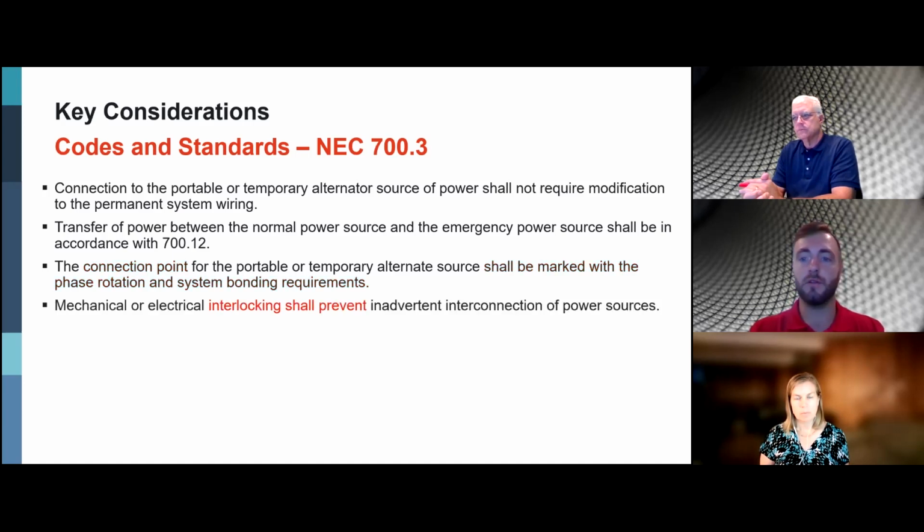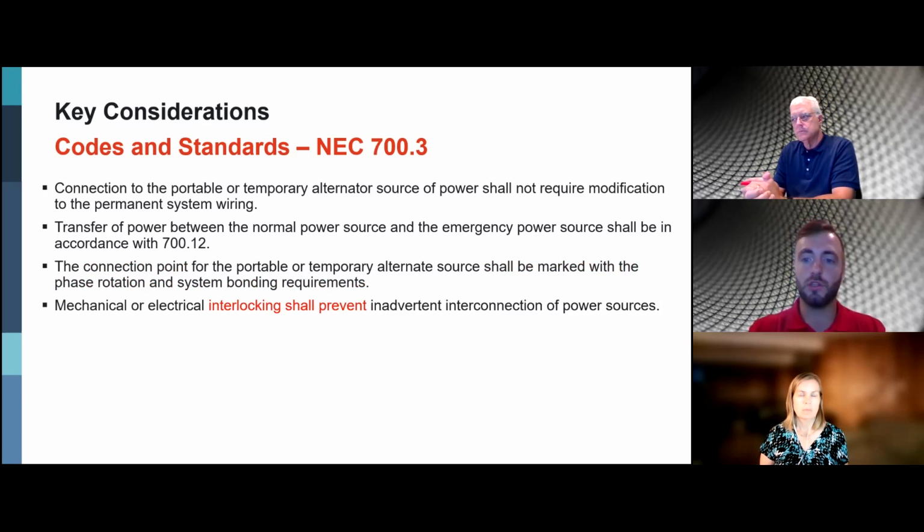Mechanical or electrical interlocking shall prevent inadvertent interconnection of power sources. Once again, NEC is just going back to the safety aspect of things, so that if the emergency power supply system is under repair, then the temporary source does not supply power back to the permanent generator. So the interlocking prevents this from happening, keeping everybody safe down the line.